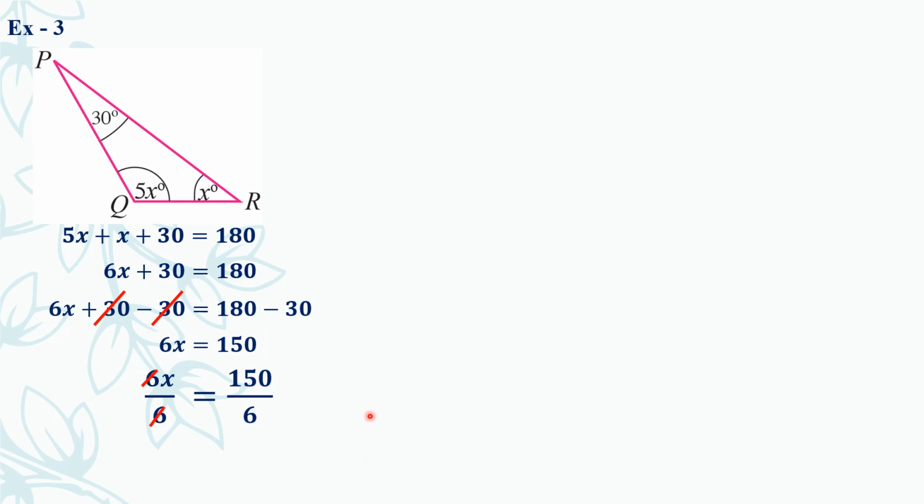Then x equals, right hand side, 150 divided by 6, will be 25. Now we found the value for x, but in here there's another angle, 5x. If they asked to find the magnitude of angles, you have to find this one also.